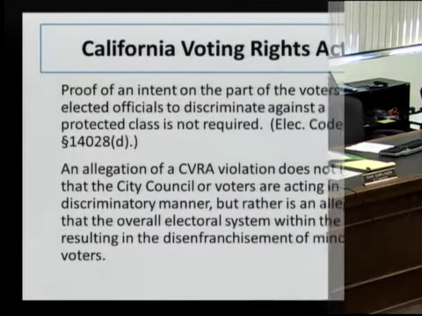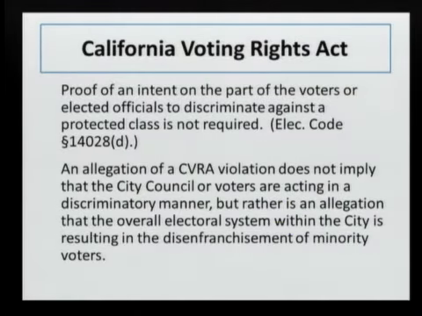It is important to remember, under the California Voting Rights Act, proof of an intent on the part of the voters or elected officials to discriminate against a protected class is not required. What that means in practical terms is that an allegation of a CVRA violation does not imply that the City Council or the voters are acting in a discriminatory manner, but rather is an allegation that the overall electoral system within the city is resulting in the disenfranchisement of minority voters.